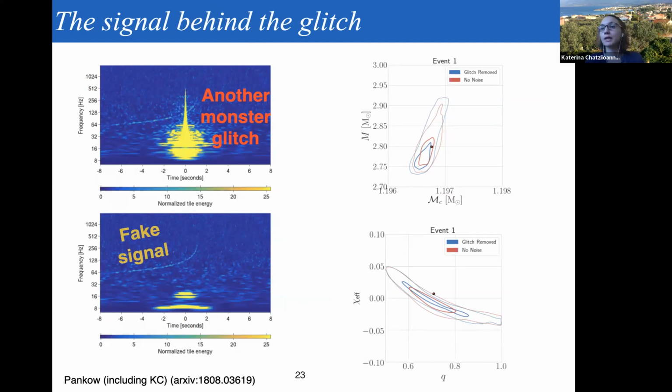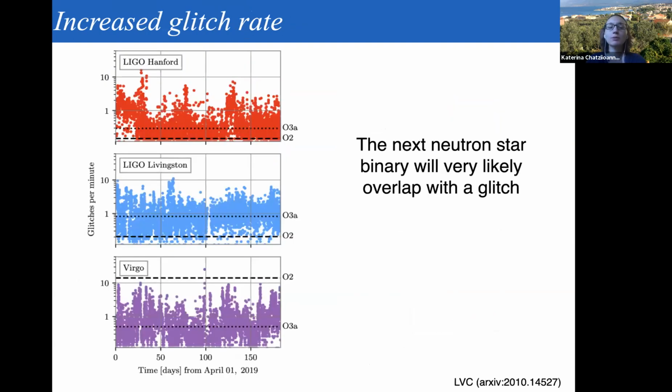We did that with simulated signals, looking at other examples of really loud glitches, adding fake signals on top of them, and measuring their parameters, to see that we can do things accurately. We can remove the glitch and then measure the parameters. So that gives us confidence that for 170817, the glitch subtraction procedure was safe, and we actually got the correct parameters for the signal.